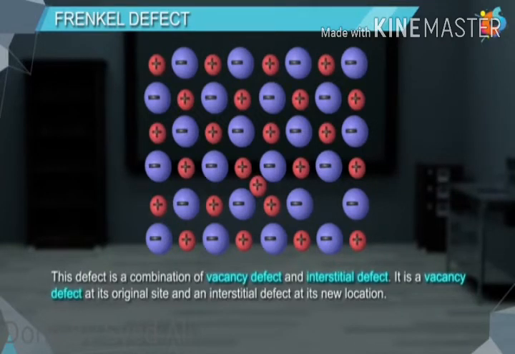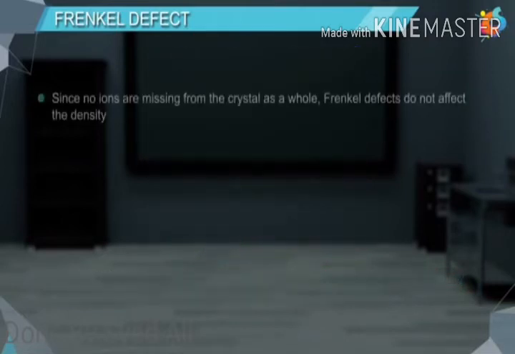This defect is a combination of vacancy defect and interstitial defect. It is a vacancy defect at its original site and an interstitial defect at its new location. Since no ions are missing from the crystal as a whole, Frenkel defects do not affect the density.